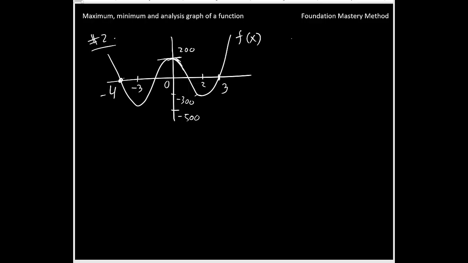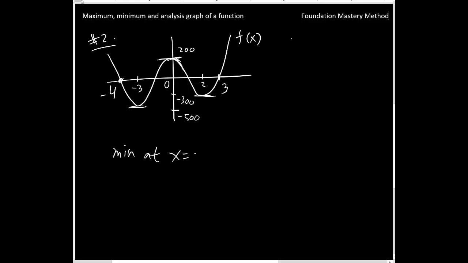Okay, now next problem. This is the graph of the function f of x. You can see that the function has a minimum in here, then it has a maximum in here, and it has a minimum again in here. So from the graph we can easily determine our max and min.